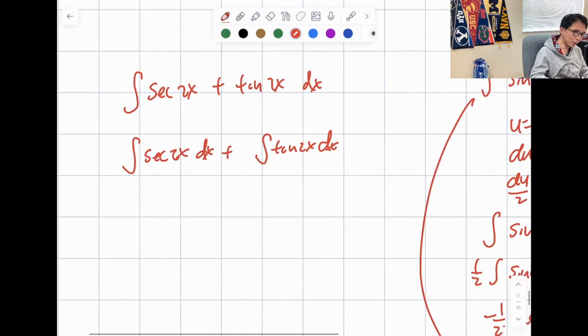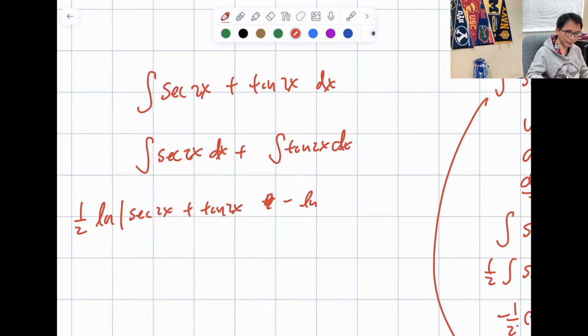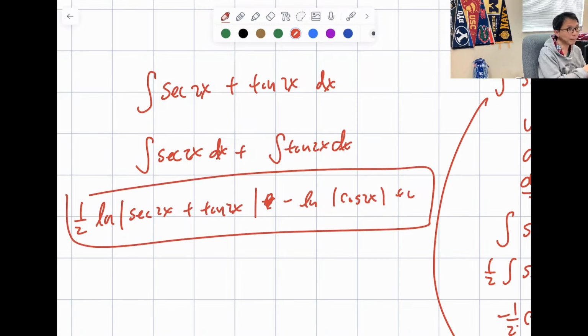So the integration of secant of 2x. I know that's 1/2 in the front. Does that make sense? And that's going to follow the rules. So it'll be secant of 2x plus tan of 2x, plus, this one's going to be negative ln of cosine of 2x, sorry, cosine of 2x, plus c. And that's the answer here. Boom, done.